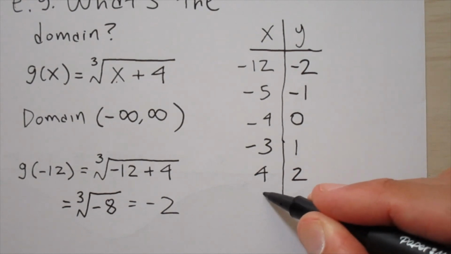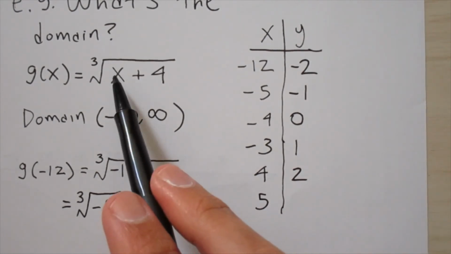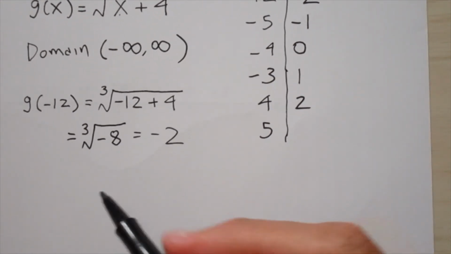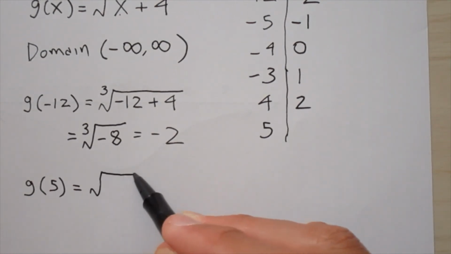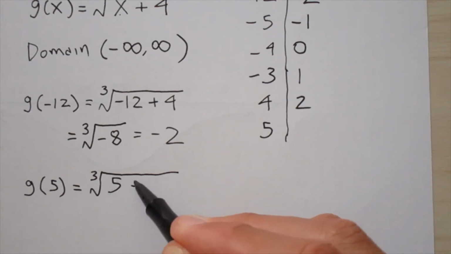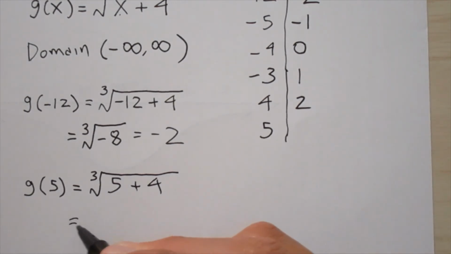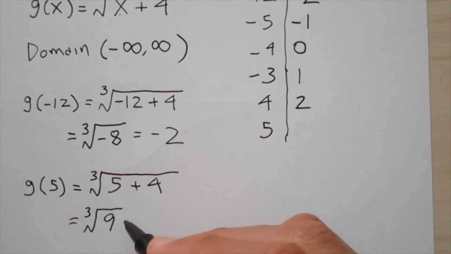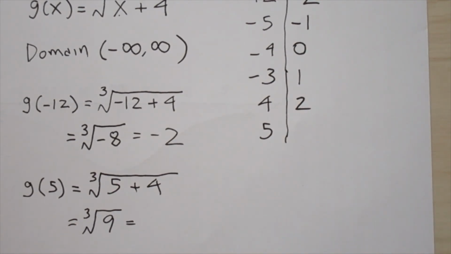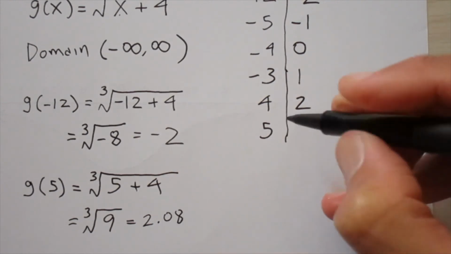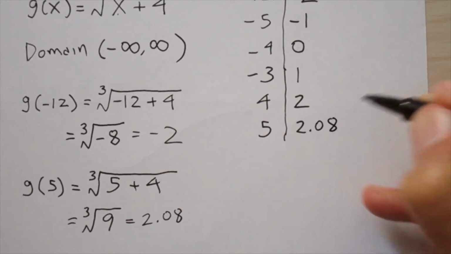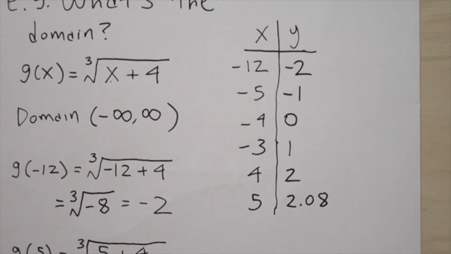Well, what if I stick in 5? 5 plus 4 is 9. Let me show it down here. g of 5 is the cube root of 5 plus 4, the cube root of 9, isn't it? That's not going to come out nice, is it? What's the cube root of 9? Let me use my own calculator off to the side. That will be 2.08 approximately. So it doesn't come out clean; that's going to be a hard number to work with. Make sure you look at the owner's manual of your own calculator so you know how to find the cube root.